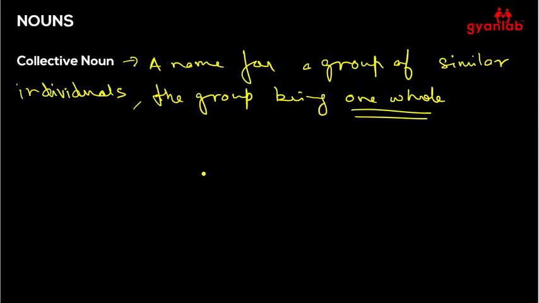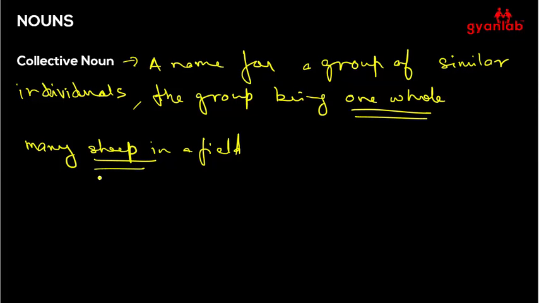Right? So that's important. To take the case, let's say there are many sheep in a field. Now the word sheep here is basically a common noun, which can be used to denote each one.